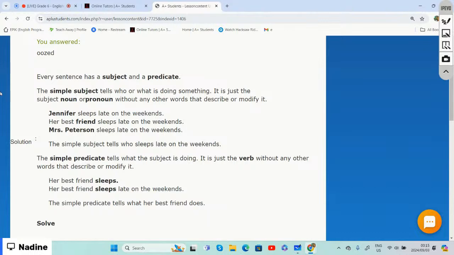And with examples, when it comes to the simple subjects and predicates, right? Then when we identify either our subject or a predicate, we don't use add-ons.